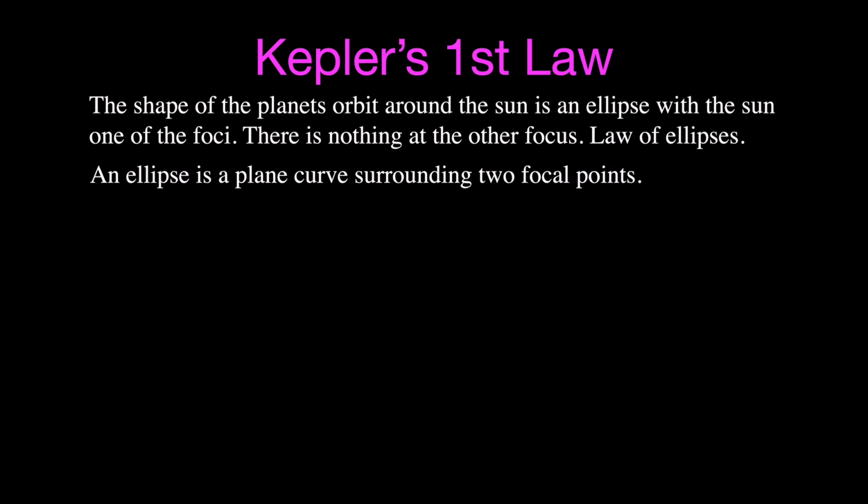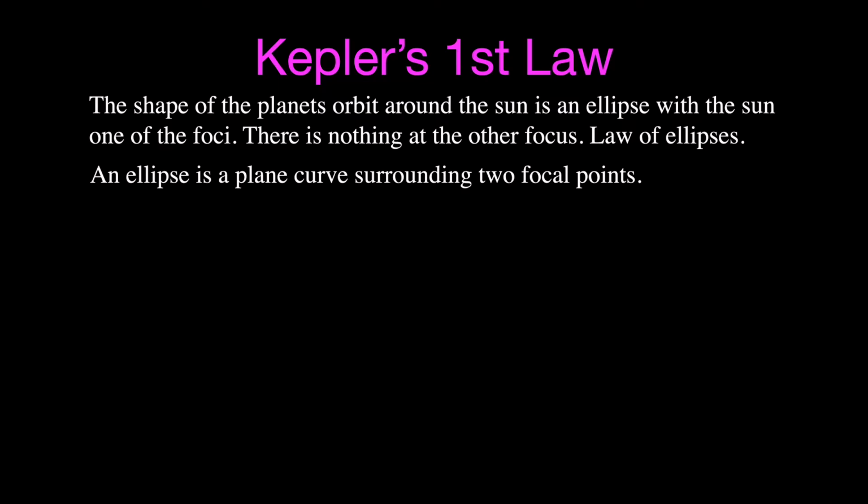Now, we're going to go over each of Kepler's 3 planetary laws, and these are kind of like Newton's laws, where you have Newton's first, second, and third law. We have Kepler's first, second, and third law, and Kepler's first law says that the shape of the planet's orbits around the sun is an ellipse with the sun at one of the foci, and that there is nothing located at the other focus, and this is commonly referred to as the law of ellipses.